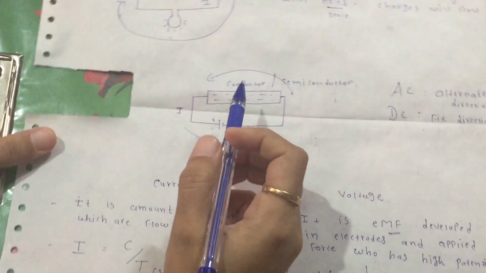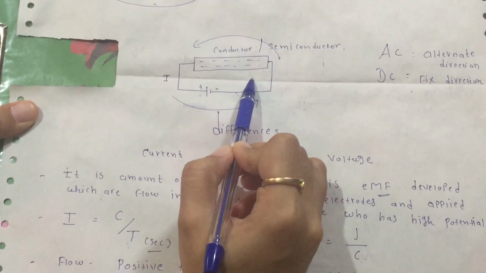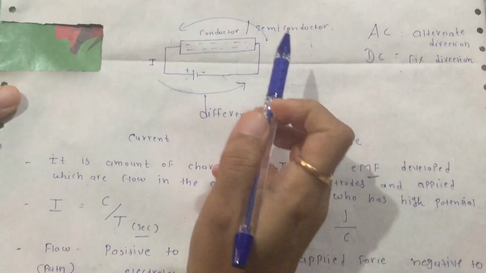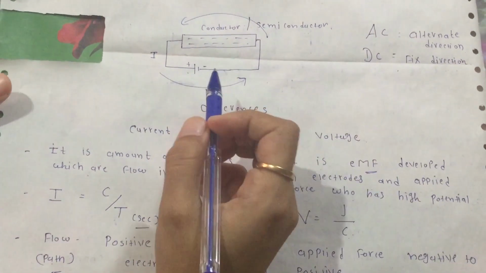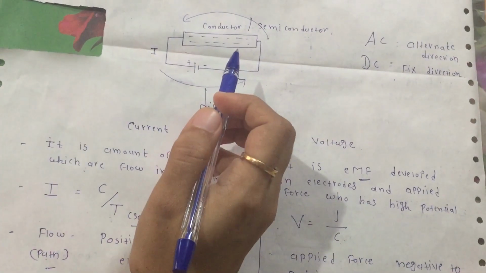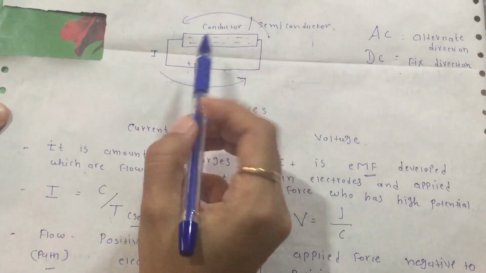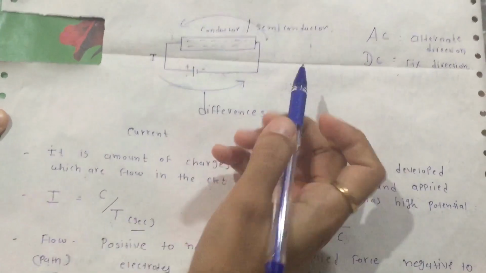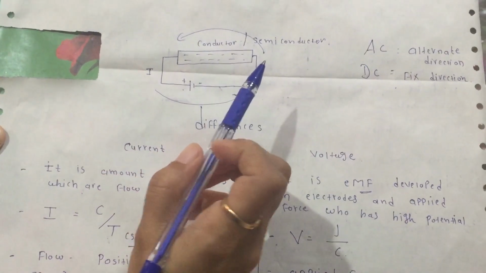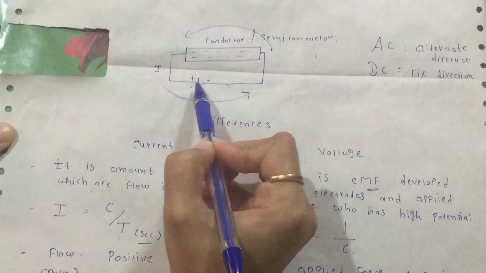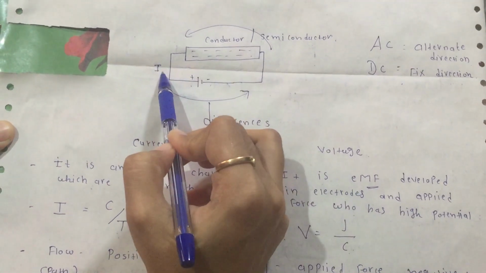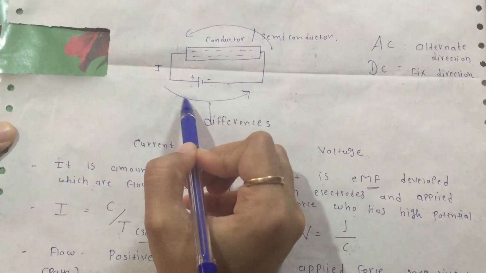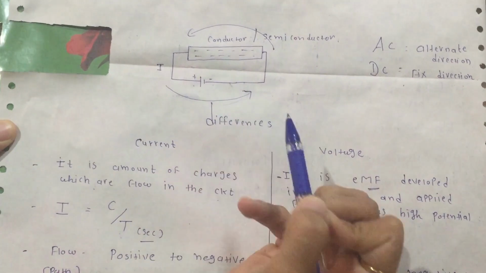Okay, now see, this is a conductor or semiconductor. You can see copper and aluminum are examples of conductors. Now connect with the battery. So EMF would be transmitted negative to positive and current will be transmitted positive to negative.